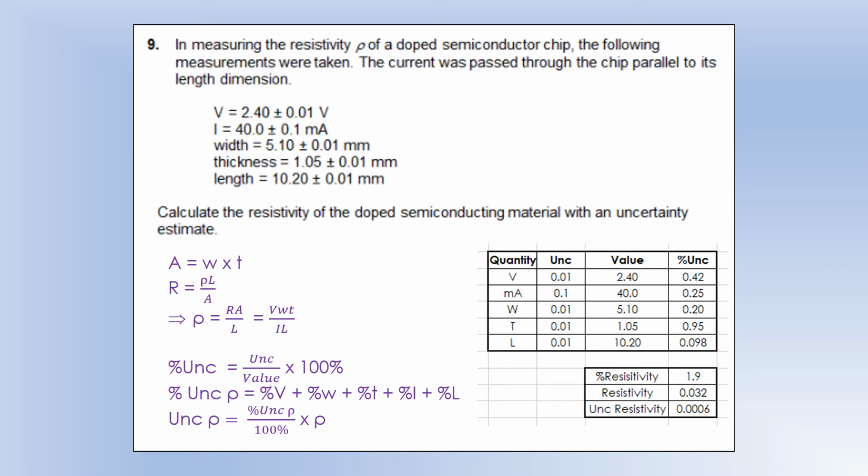So I calculated the percentage uncertainties of each of those 5 factors, added them all up, calculated what the resistivity is using that equation, remembering to convert milliamps and millimeters and so forth, and then from that got an uncertainty of 0.0006 in the resistivity, so in ohm meters.